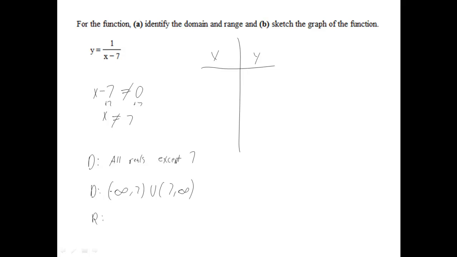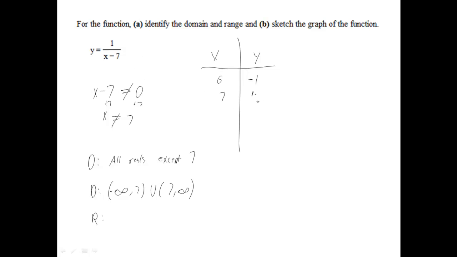Let's do some values. I'm going to plug in a 6 for x, okay? So 1 over 6 minus 7, you get negative 1. You can work that out yourself. Let's put a 7 in here. Oh, well, you can't do that. You get 1 divided by 0, so we can't plug a 7 in there.